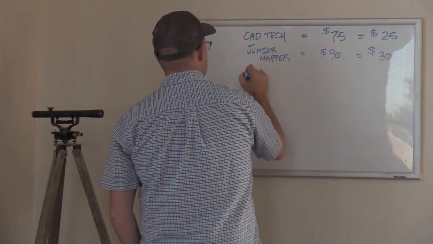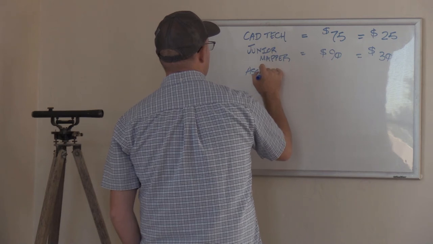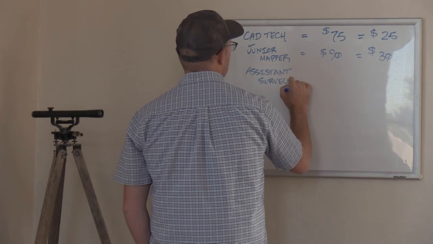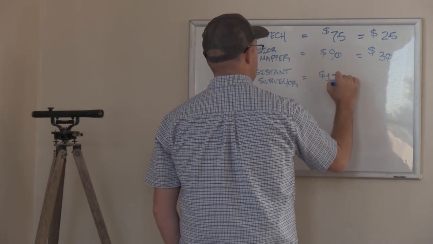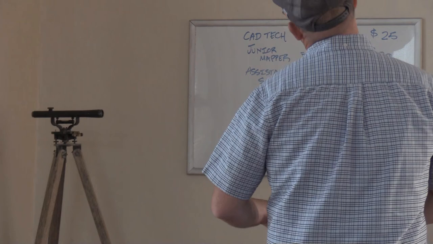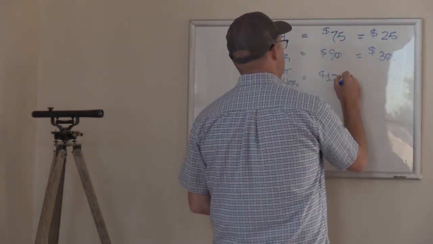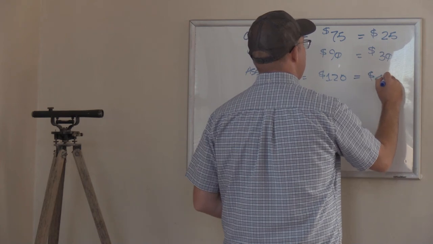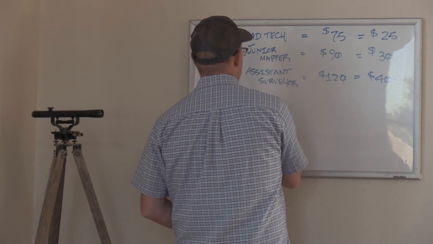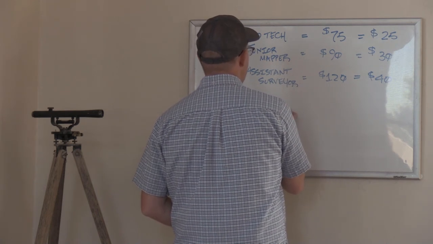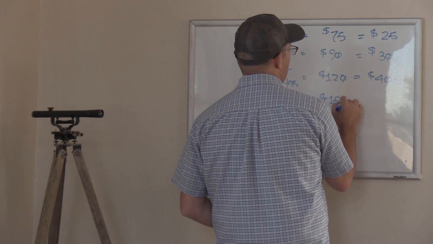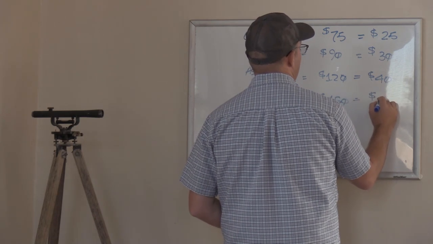Then we got assistant surveyor. The billing rate on assistant surveyor is 120. So what's the cap? 40. So did I just make these numbers up? No. Now, what's next? Senior surveyor. I think we're billing a senior surveyor out at around 150. I'd have to look to be sure. So what's the cap? The cap's 50.